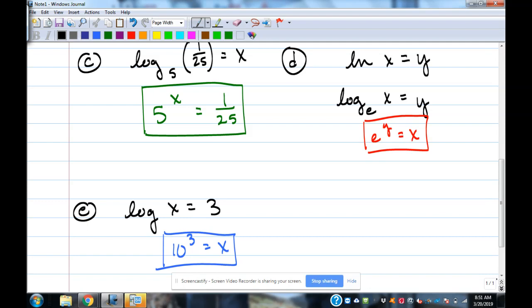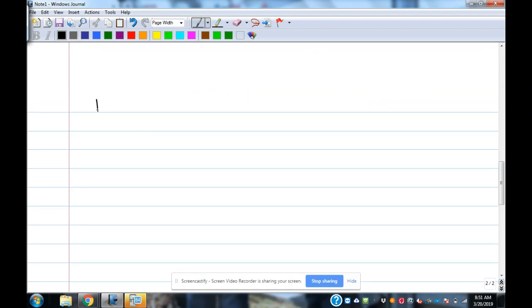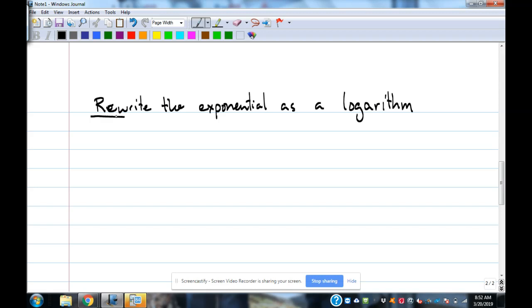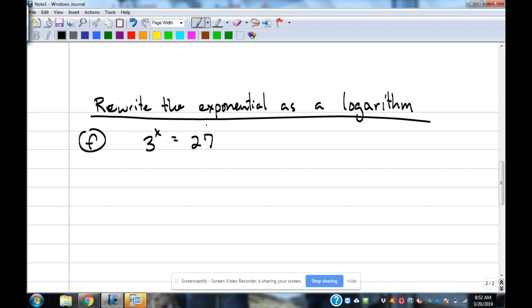All right, let's go the other direction. Let's rewrite the exponential as a logarithm. Three to the x is equal to 27. Again, we know enough about exponential equations that we could solve that if we needed to, because the numbers are nice, but that doesn't necessarily always work.